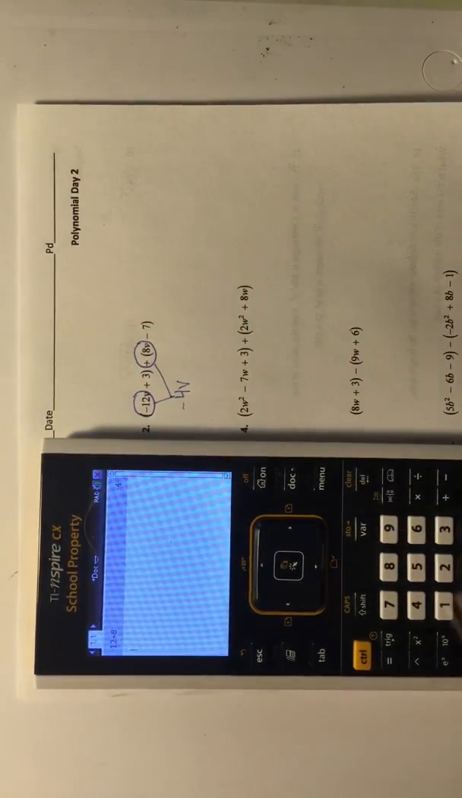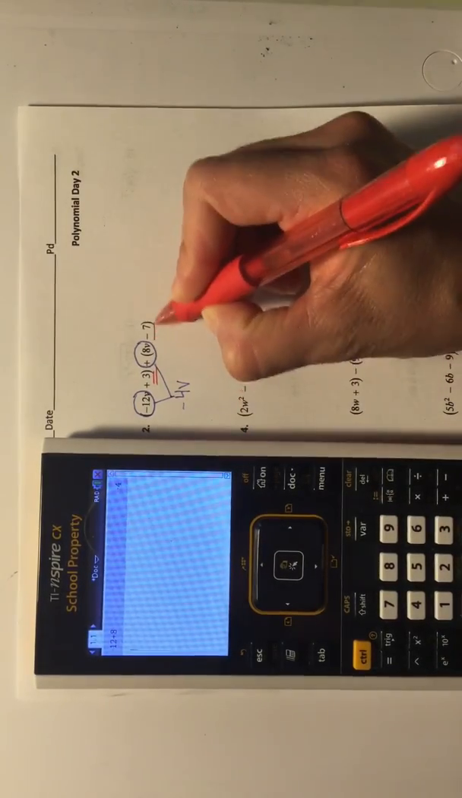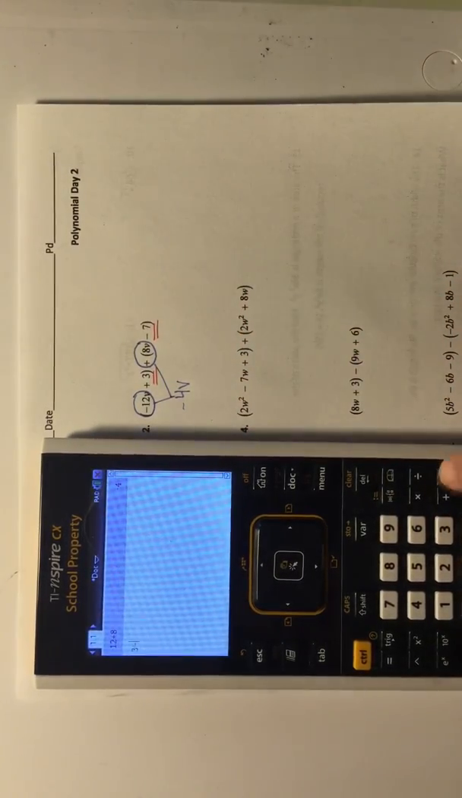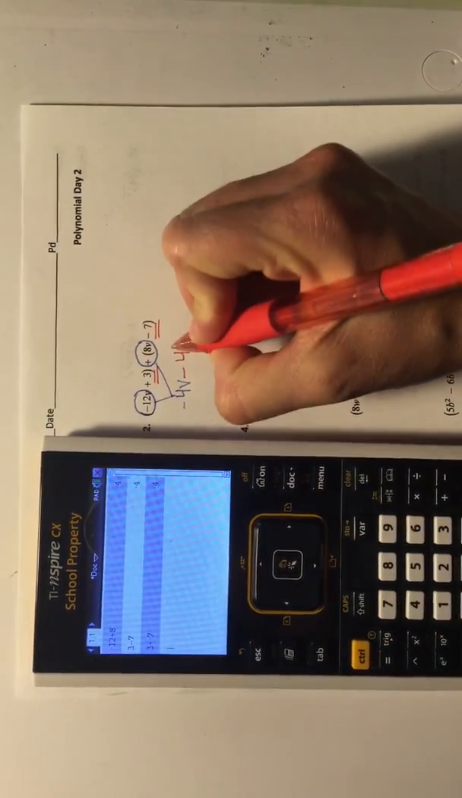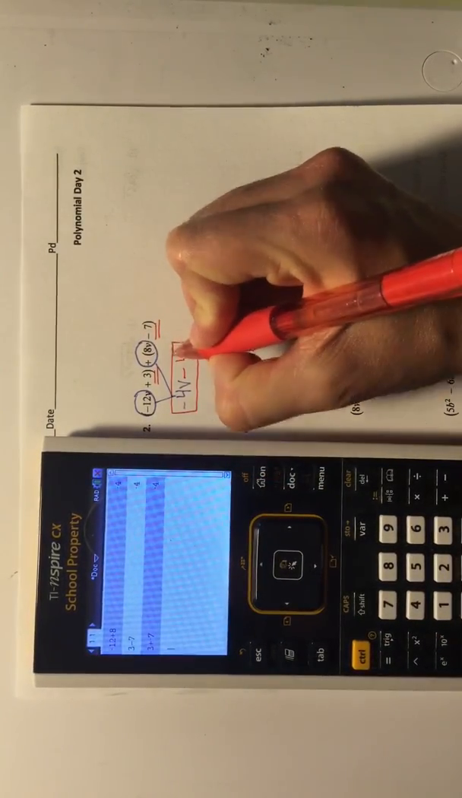Now you take 3 minus 7. So you have a positive 3 minus 7, and it's a negative 4. Or you can take a positive 3 plus a negative 7. Either way, you get a negative 4, so minus 4. And they're done because they're not like terms. You can't combine them anymore.